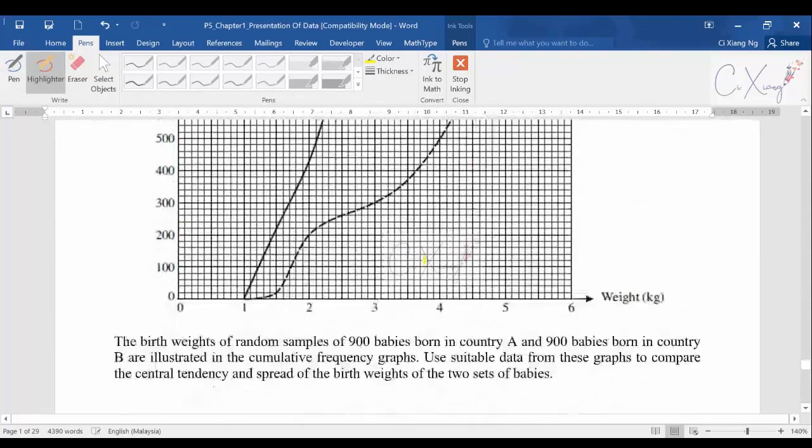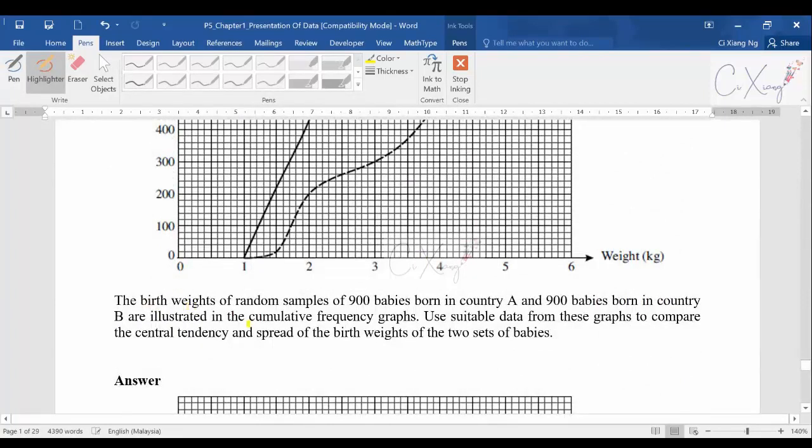Okay, so for this question, if you try to read it: the birth weights of a random sample of 900 babies born in country A and 900 babies born in country B are illustrated in a cumulative frequency graph. So they show you the cumulative frequency graph on top. Use suitable data from the graph to compare the central tendency and the spread of birth weights of the two sets of babies. If you read this question, they actually didn't give you a very clear instruction on what you need to do. They just want you to use the data from this graph to compare central tendency and also to compare the spread of the birth weights. So at first, when students look at this question, they feel blur also.